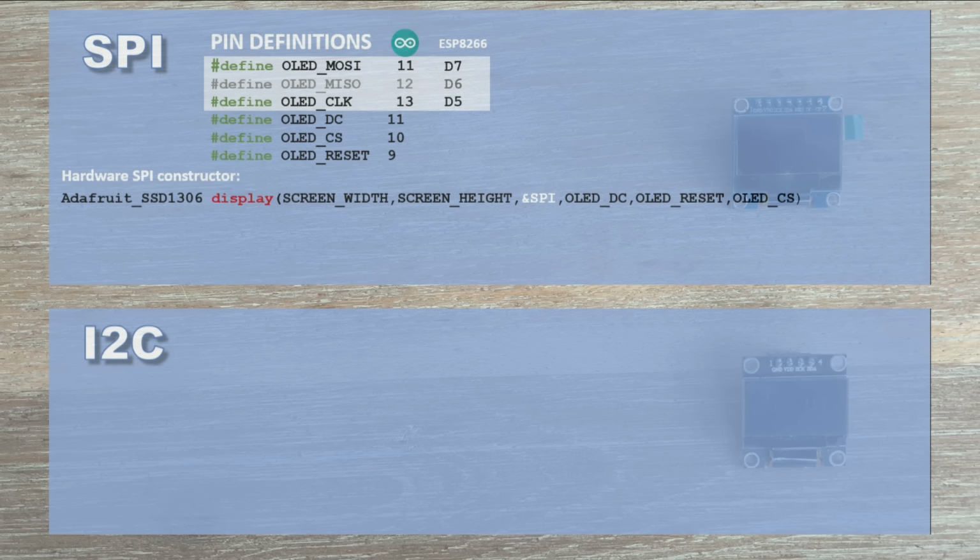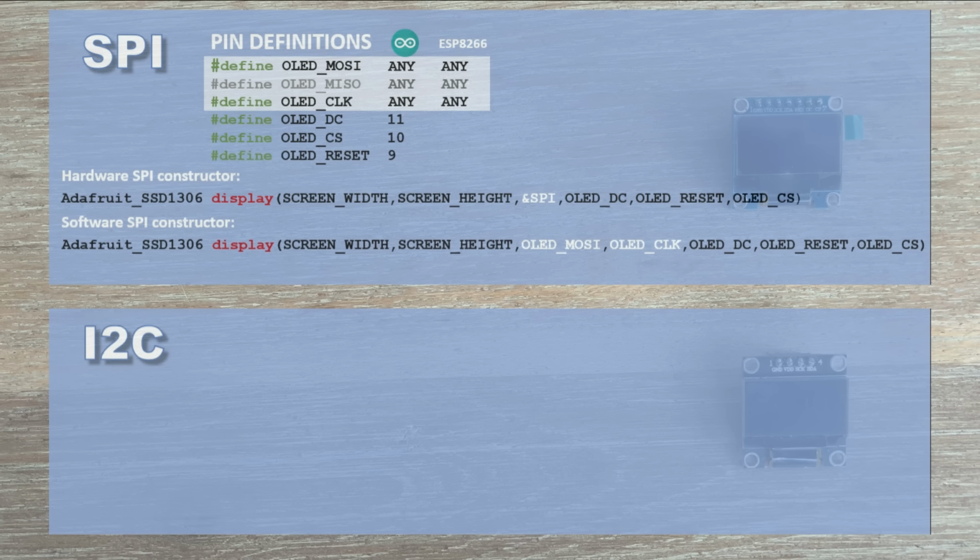However, we can override the default assignment and use any available GPIO pins by switching to software SPI. In this case, the constructor would look different, because we would need to explicitly specify which pins are used for MOSI and the clock. It's usually best to use hardware SPI whenever you can, because it's faster and uses the microcontroller's built-in SPI hardware. The initialization of the OLED display in the setup function would look like this. Also, don't forget the SPI library must be included in the code for this to work.